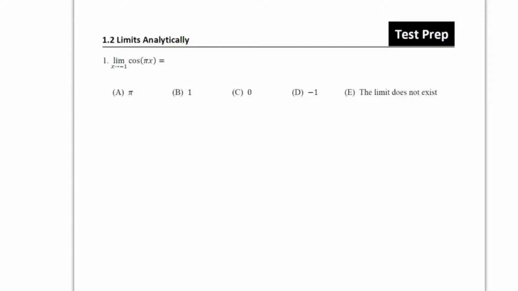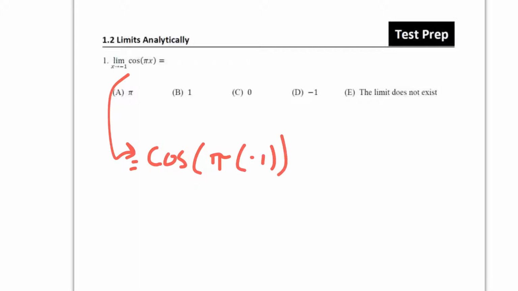Alright, we're supposed to evaluate this limit as x approaches -1 of cosine of pi over x. I don't see any reason why we can't just use direct substitution for this. So that's going to be equal to cosine of pi times -1, which is cosine of negative pi. That's on the negative x-axis. On the unit circle, that means that the x value is going to be -1.